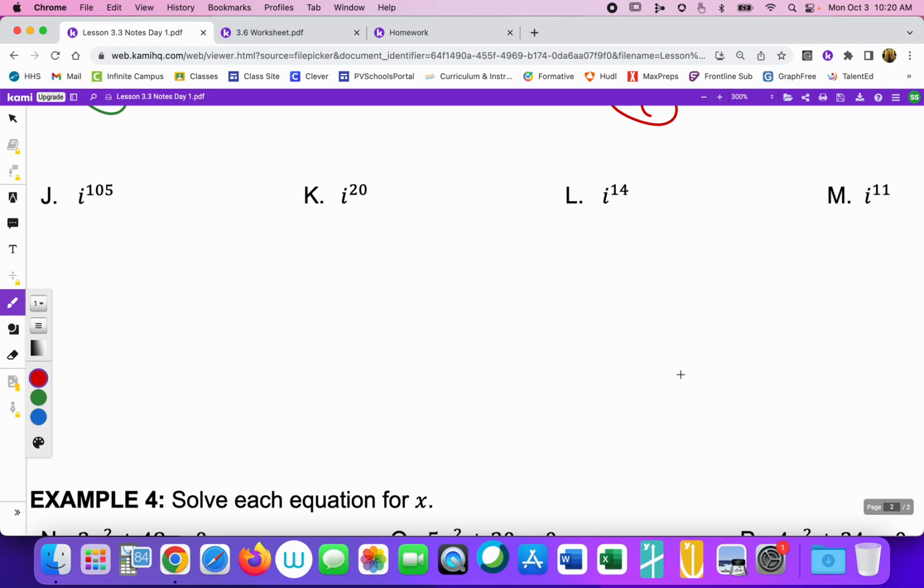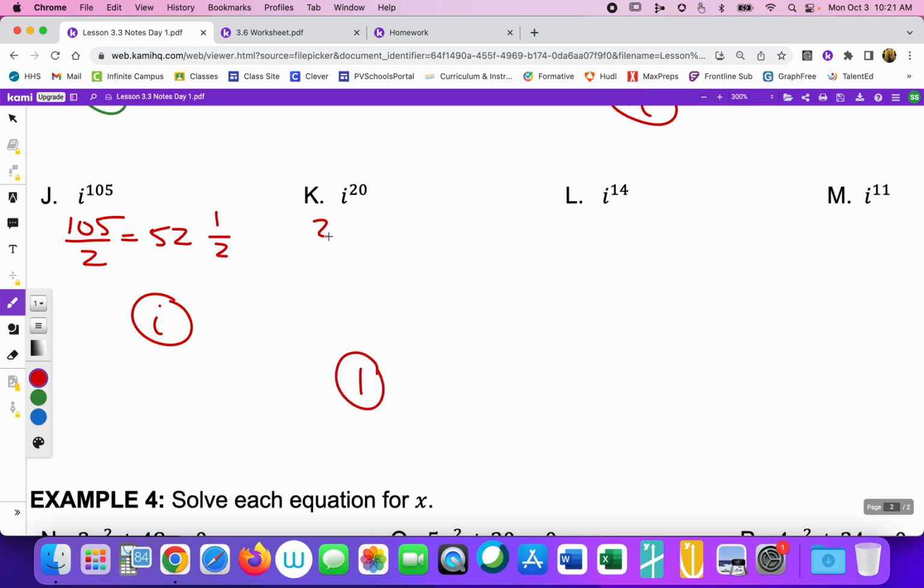What answer are we getting for i to the 105th power? Positive i? Okay, so I heard a positive and a negative. So what's 105 divided by 2? 52 and a half. 52 is an even number, which is no negative, which is positive. The half would be an i. Answer for K. 1. Okay.